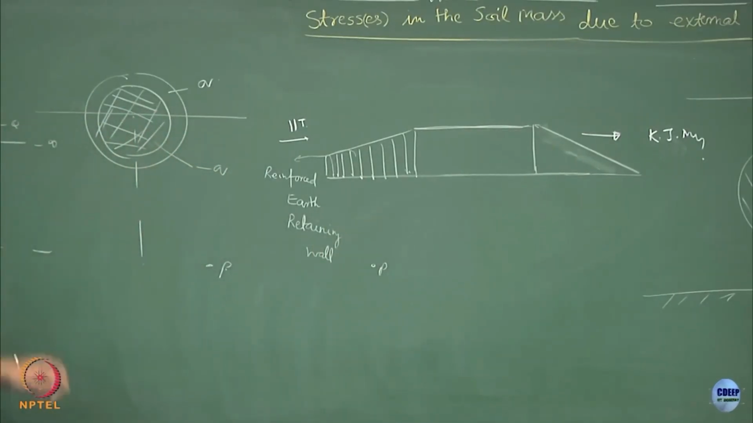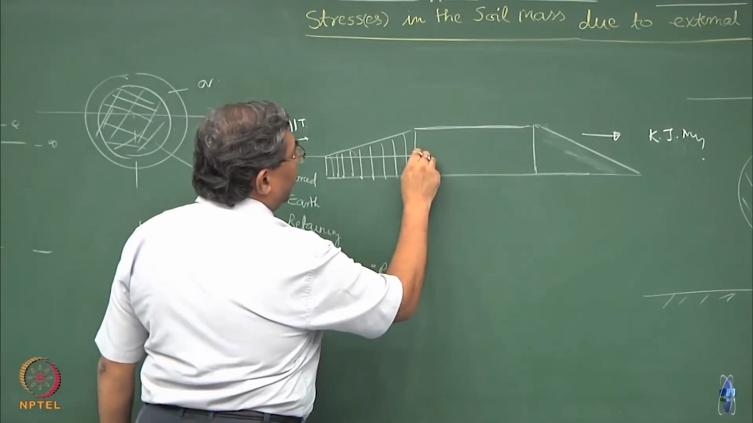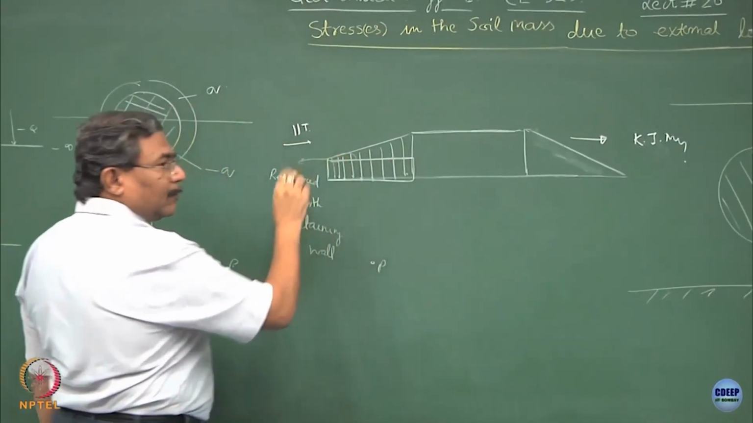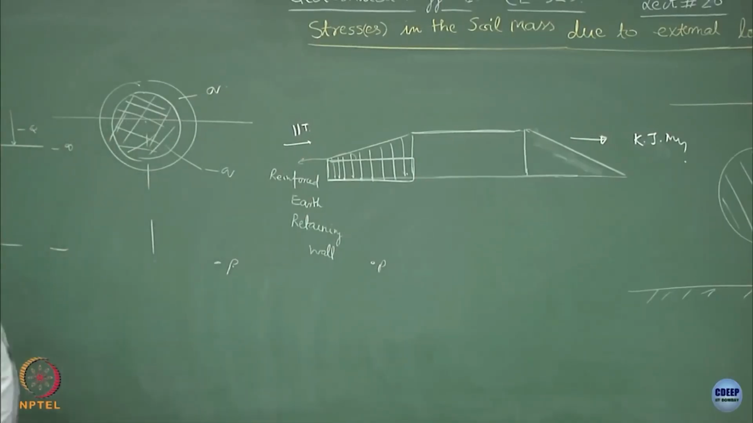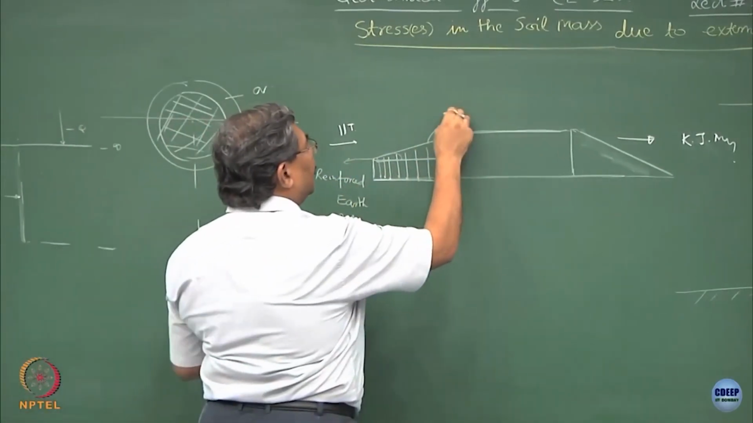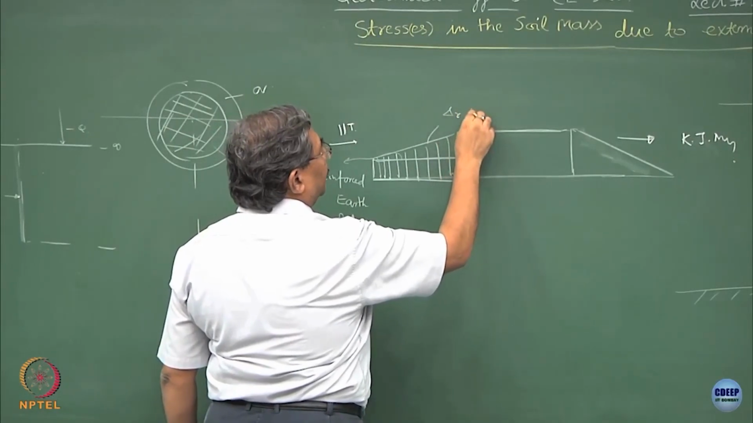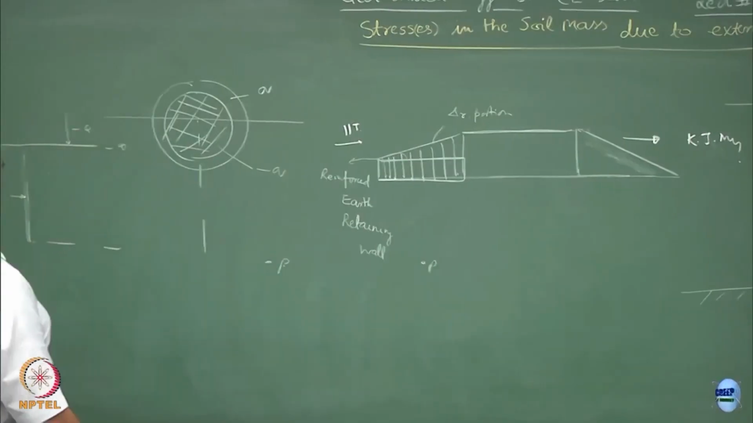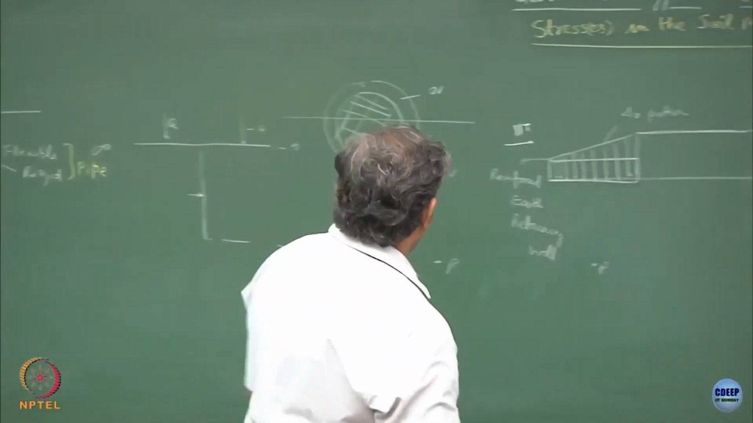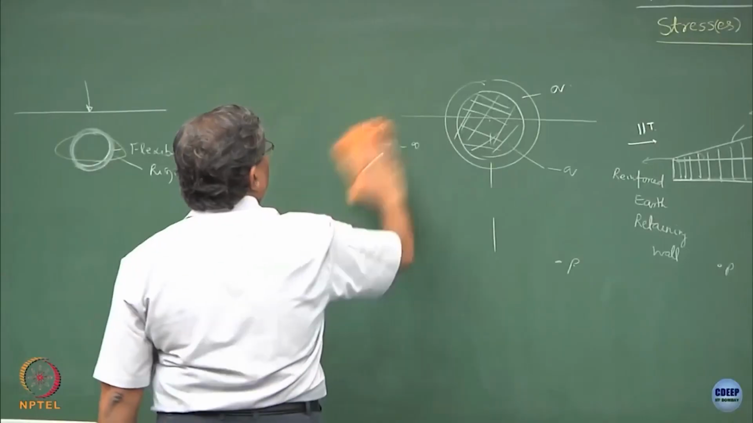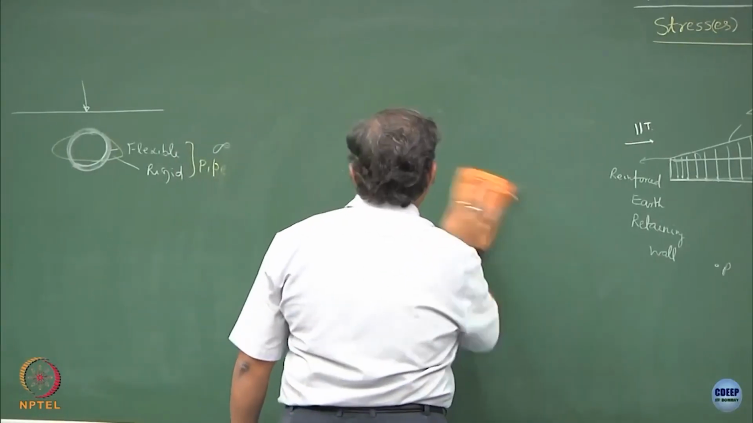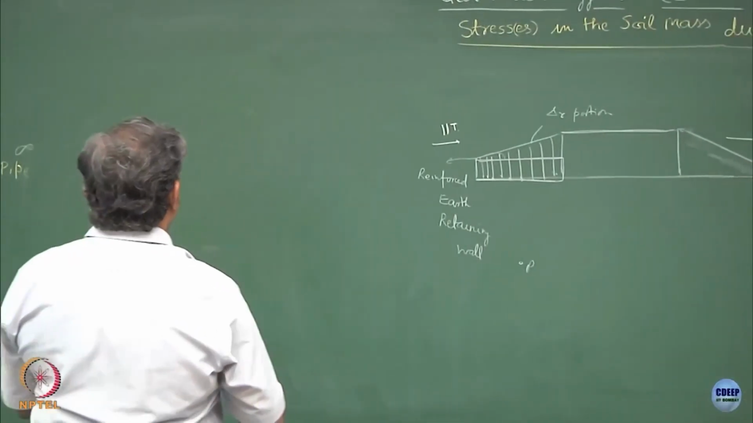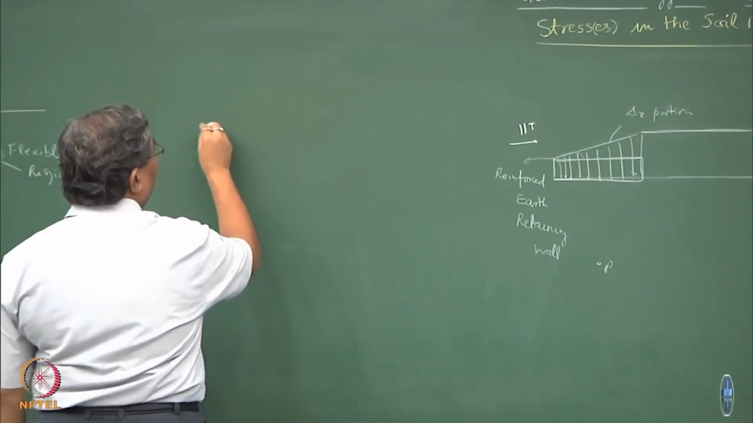I can have two components of this. One is the loading which is coming because of the rectangular section, and the second is the loading which is coming because of the triangular portion. So it is of academic importance that people should know how to find the state of stress in the soil mass when the loading intensity is varying linearly.